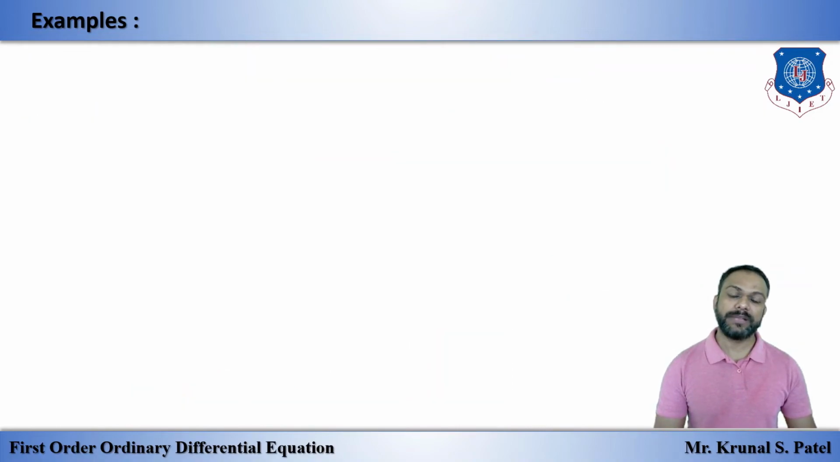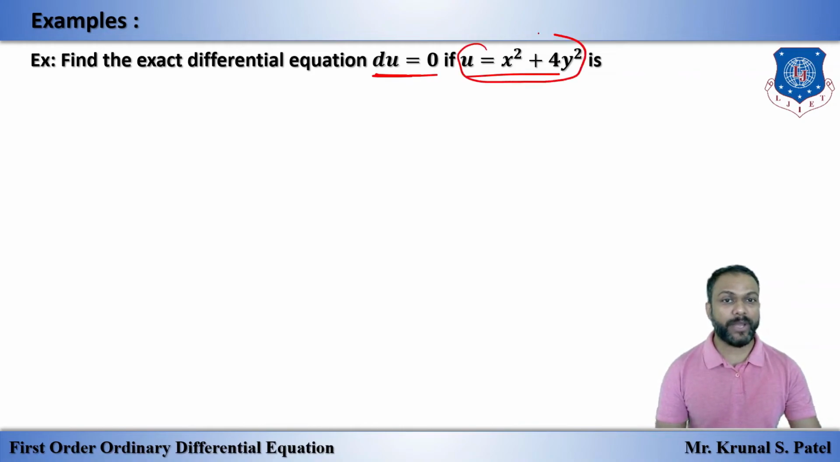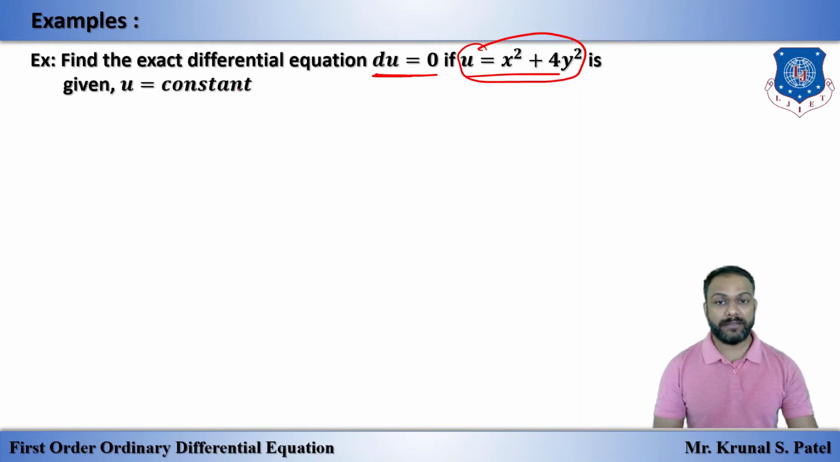Okay, so similarly, we have another example, and this example is different from the previous example. Find the exact differential equation du is equal to 0 if u is given. Here u is given, you have to find the exact differential equation, that means you have to obtain it. And u is a constant which is given.